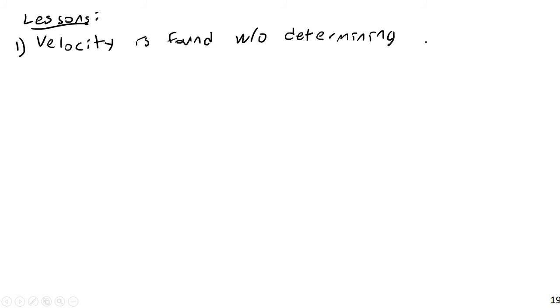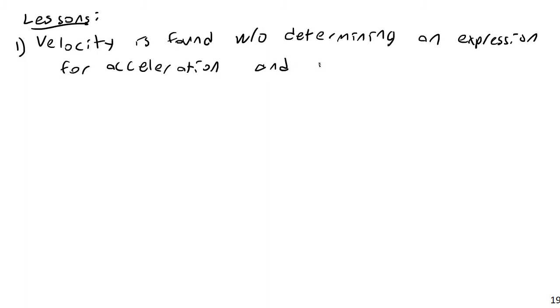And if I didn't mention it earlier, non-conservative forces means things like friction, air resistance, heat loss, things that are going to cause a loss of energy from your system. That's why they're non-conservative. So velocity is found without determining an expression for acceleration and integrating.